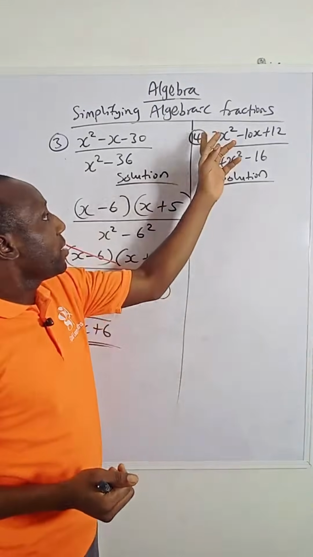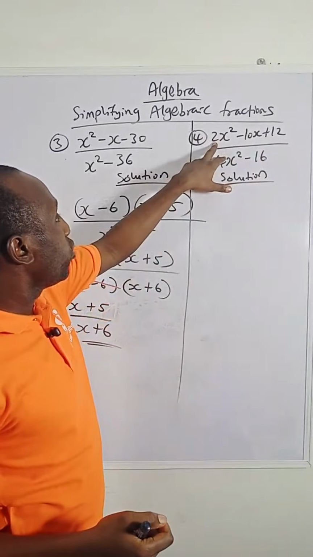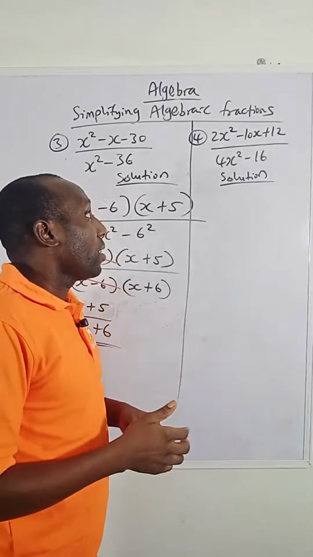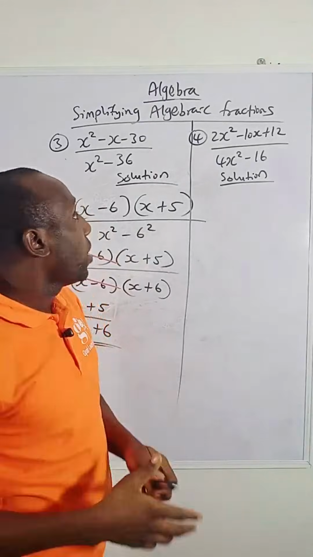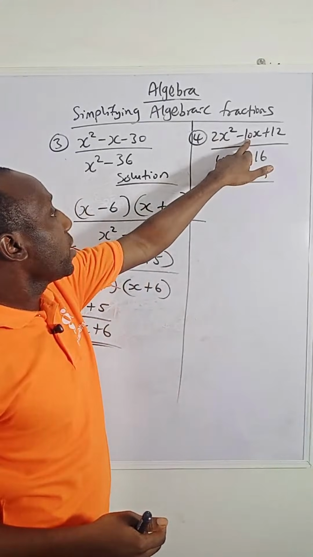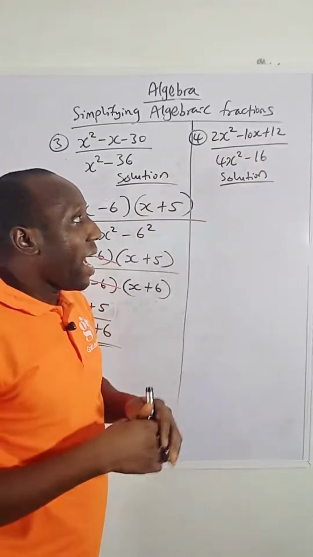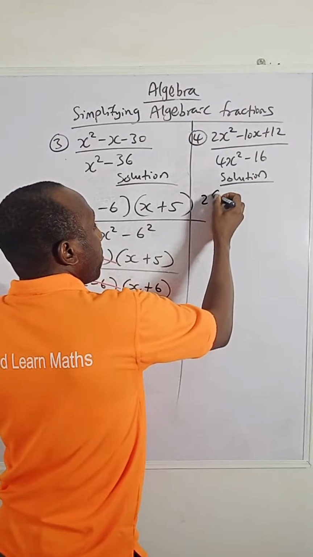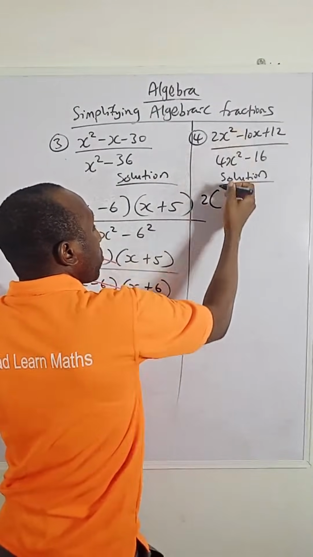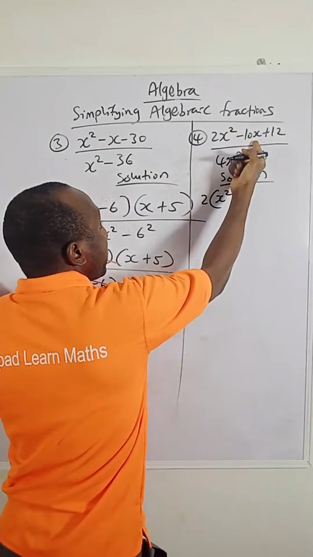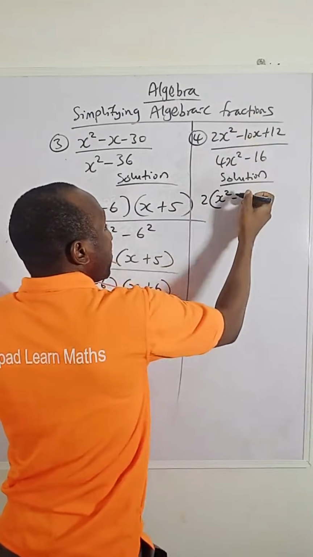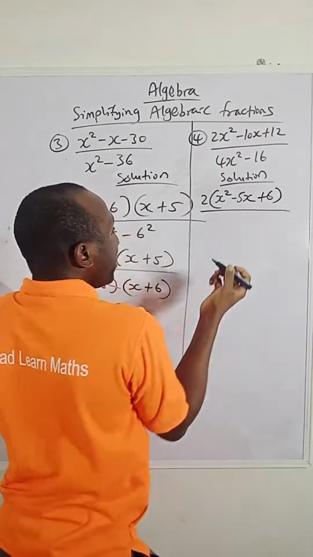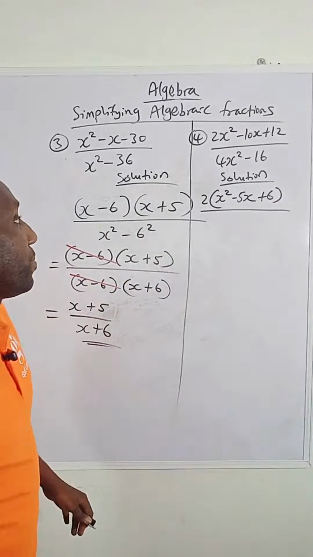So to make this easy for you, as you can see, this is 2x squared minus 10x plus 12. There's a common factor there. What's the common factor? 2. I have 2 here. 2 can go into negative 10. 2 can go into 12. So why not I just factor out 2 first of all, just to make it easy for me. So I'm going to write 2, then bracket. 2 goes into 2x squared, you have x squared. 2 will go into negative 10x, you have negative 5x. And 2 will go into 12, you have 6. So you see, I've just made it slightly easier.